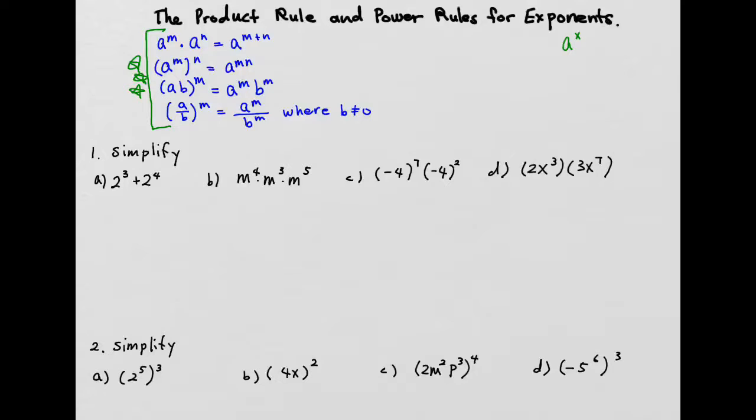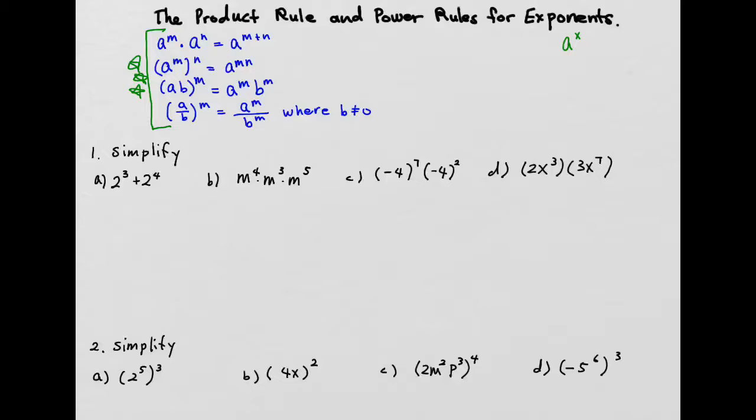If you have a times b to the m exponent, you should be able to distribute this exponent as long as it's a multiplication or division. In other words, if you have addition or subtraction, you cannot distribute your exponent. That's very important, and I see many people make mistakes when you have addition or subtraction. So the only time you can distribute your exponent is when you have multiplication and division. So it's very important to remember these rules. Using those rules, let's see if we can solve example 1, simplifying.